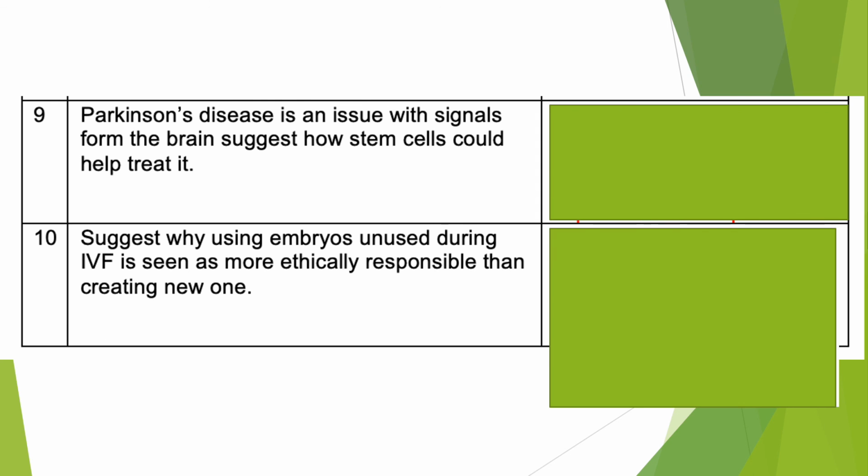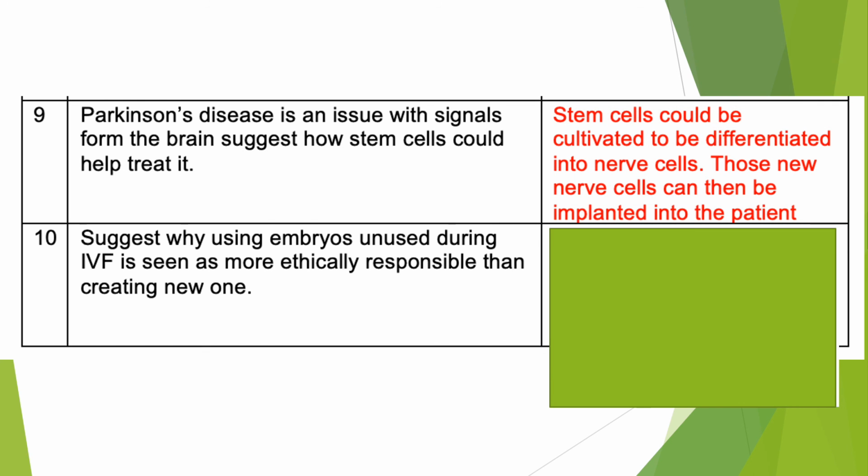So number 9, Parkinson's disease. So remember, Parkinson's is the one where people have tremors or shakes and they can't control it. So Parkinson's disease is an issue with signals from the brain, and it wants you to suggest how stem cells could help treat it. So if you think about it, stem cells could be cultivated into nerve cells. So the stem cells, they're differentiated. You make them turn into nerve cells that are good and healthy. They have no problems. And then those new nerve cells can then be implanted into the patient, where it will replace the old nerve cells.